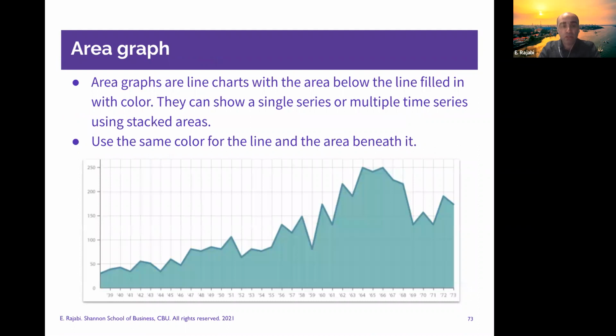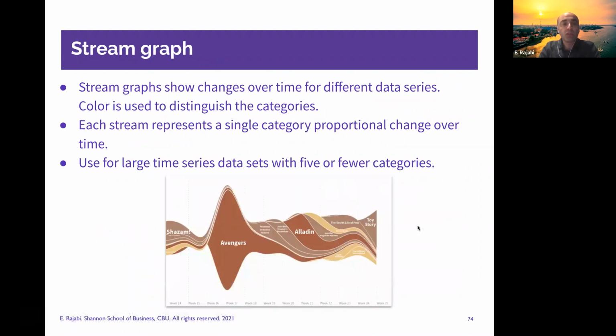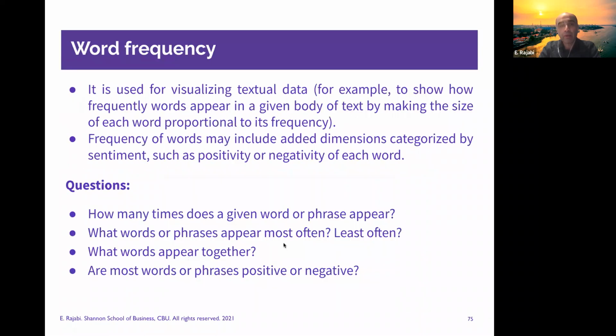Area graph, similar to the area chart, is used where the area below the line is meaningful. A stream graph is used when we want to show different data series over time again. And when covering different areas is important, for example, in our data, we can use a stream graph.